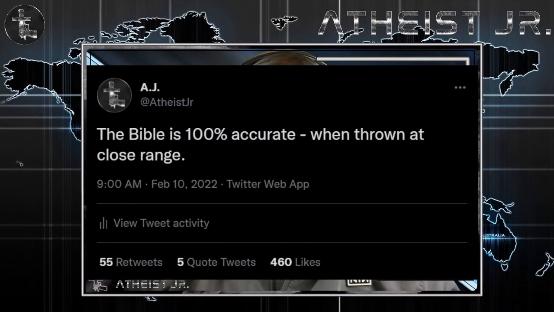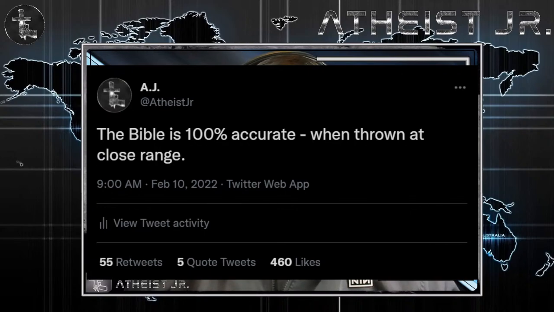So I wanted to draw your attention to the fact that one of my tweets went sort of viral. Look at that, 460 likes and 55 retweets. I'm sorry, I just had to brag about this because I'm very, very proud of this tweet.